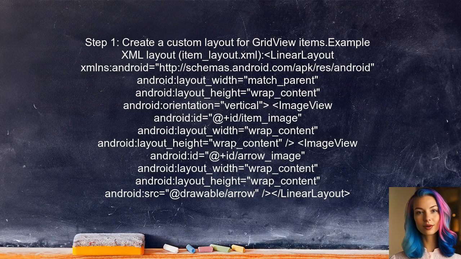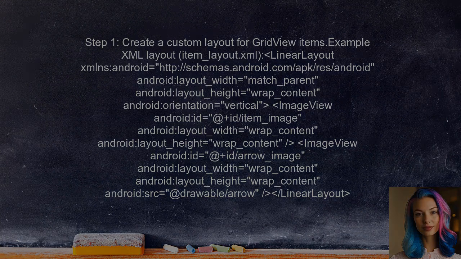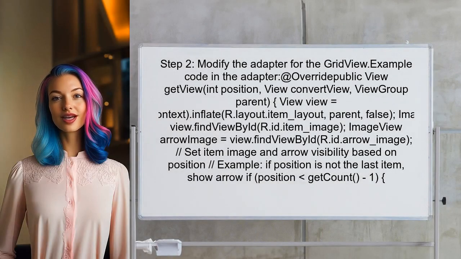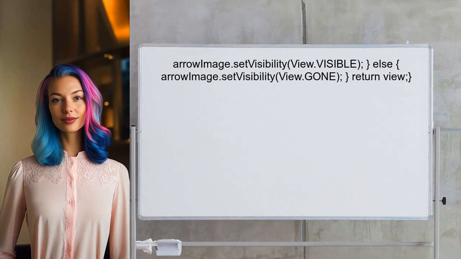To add arrow images between items in the grid view, the user should first create a custom layout for the grid view items. This layout will include both the item view and an image view for the arrow. Next, the user should modify the adapter for the grid view to inflate this custom layout. This will allow the user to set the arrow images dynamically based on the item positions.